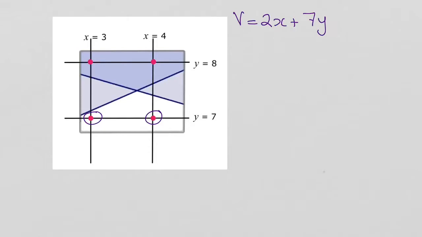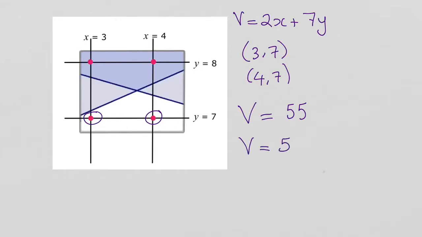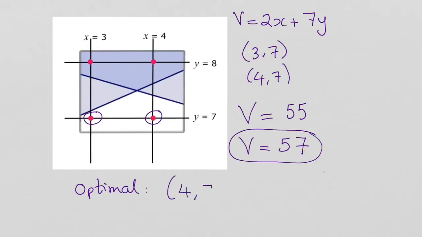And because we want to maximise, let's just choose the maximum. So we've got two options, 3, 7 and 4, 7. If I plug in 3, 7, I get V as 55. If I plug in 4, 7, I get 57. So my optimal solution is 4, 7, and that gives a maximum of £57 or whatever it happens to be.